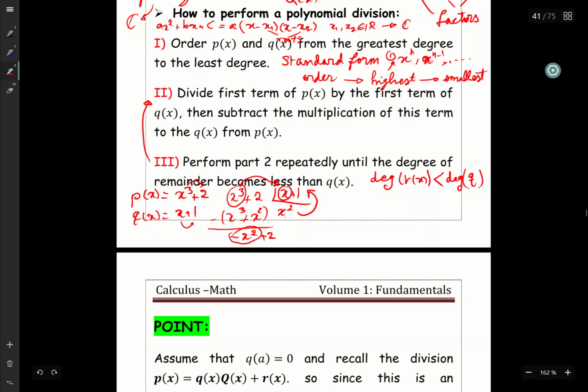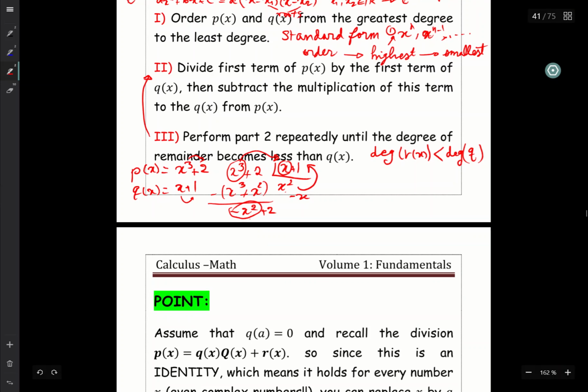So I take this term and divide by the first term, and I end up with minus x. Then again multiply back, minus x^2 minus x, and subtract, and I end up with x + 2. The degree is still equal, so one more division, plus 1, and then multiply back, x + 1, and subtract to get 1. Now the degree here is 0, which is less than the degree of x + 1, which was 1. Therefore, this is the end of the division.